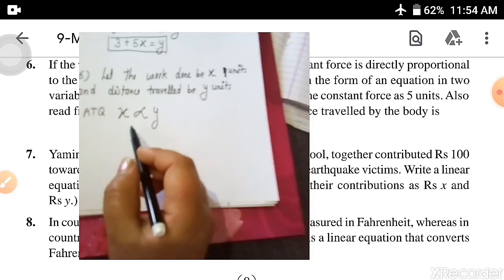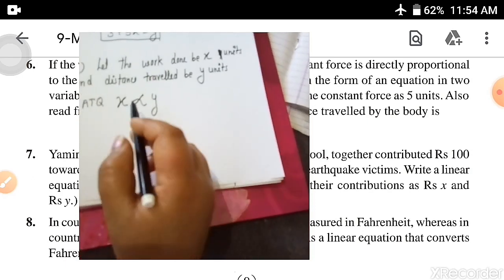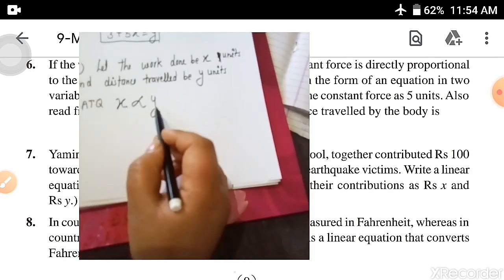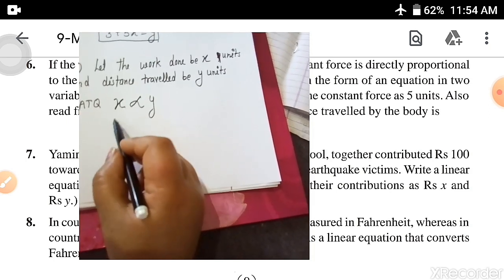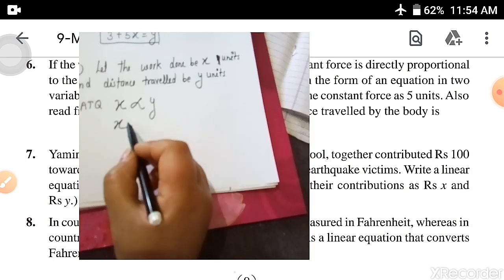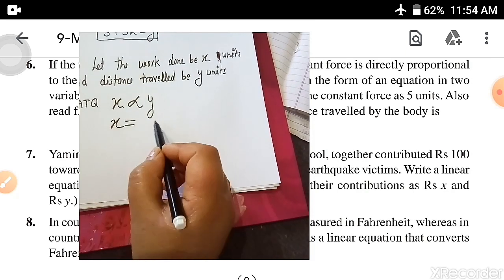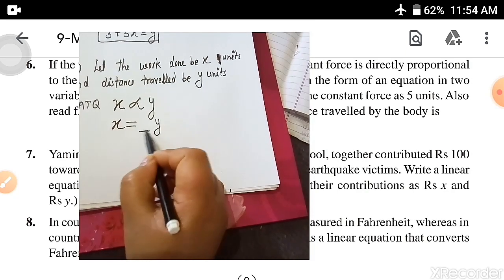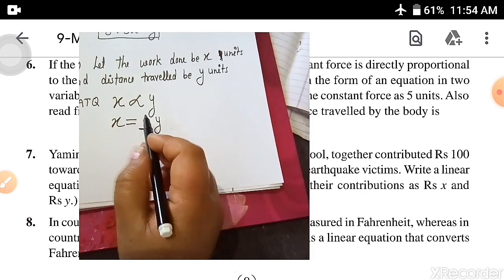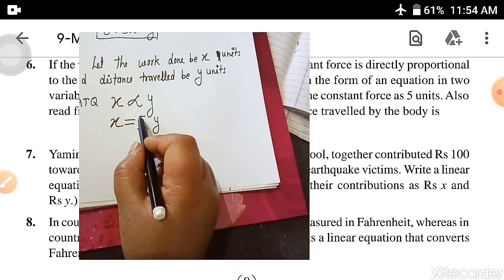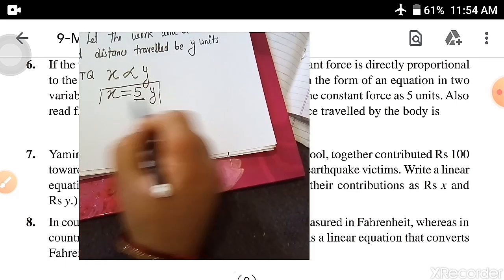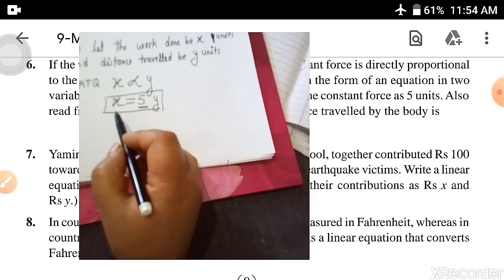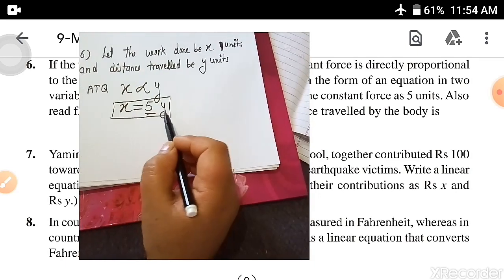Now you have to understand that you cannot draw the graph with the help of this relation alone. For that you need an equal to sign. So for converting the proportionality sign into equal to, you need a constant. You have to put the value of the constant here. It is given in the question that the constant value is 5. So here is the equation, which is the relation between the force applied and the distance traveled.